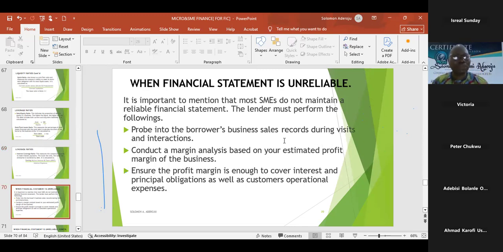So at times, the financial statement of our customer may not be reliable. So what do we do? Because MSMEs do not maintain reliable financial statements, the lender must perform the following: probe into the borrower's business sales records during the visit, conduct a margin analysis based on your estimated profits, and ensure the profit margin is enough to cover interest. So you have to visit the customer, you have to carry out some due diligence. Look for the sales record, conduct margin analysis, and also ensure the profit margin is enough.